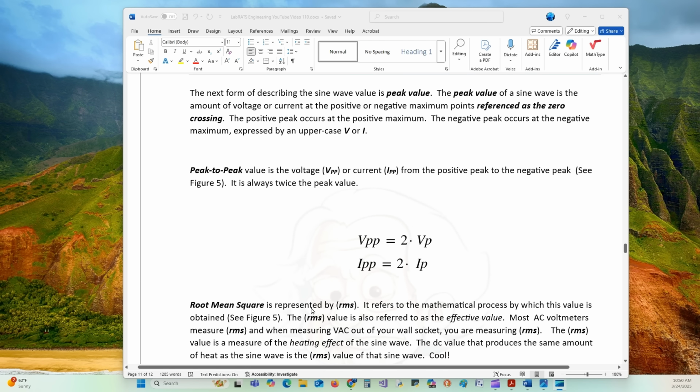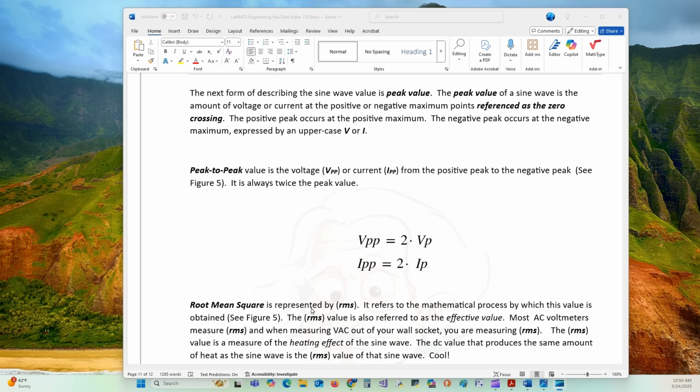The next form of describing the sine wave value is peak value. The peak value of a sine wave is the amount of voltage or current at the positive or negative maximum points, referenced from the zero crossing. The positive peak occurs at the positive maximum, and the negative peak occurs at the negative maximum, expressed by an uppercase V or I.